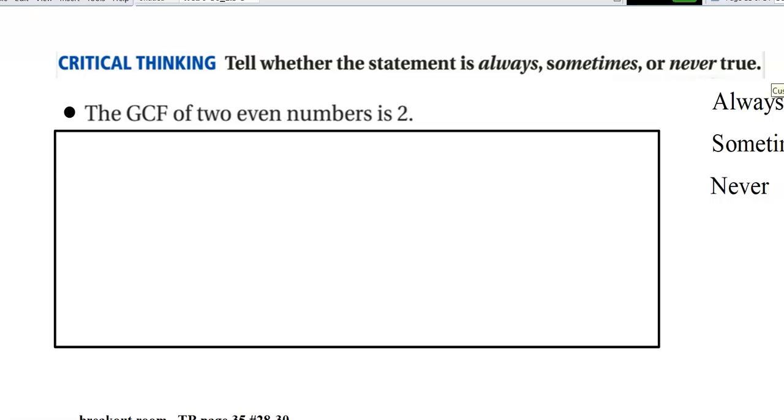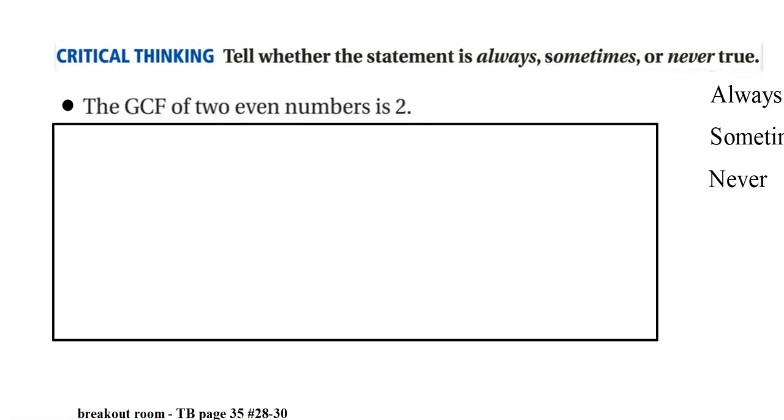Next, so this is some critical thinking, where you think about whether the statement is always, sometimes, or never true. Oops, I need to move this down so that you can see this is in your textbook. So it's on page 35, number 28 to 30. So I want you to think about whether the greatest common factor of two even numbers is 2.